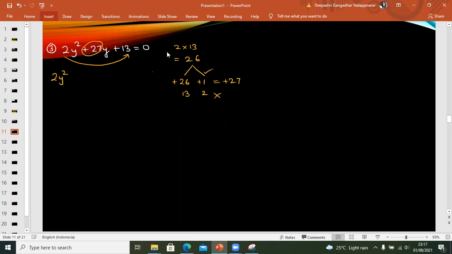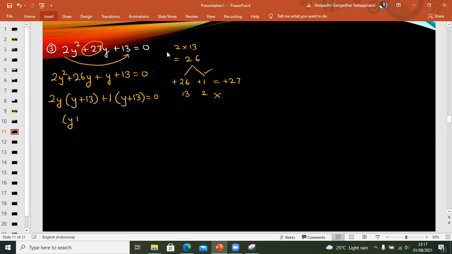2y square plus 26y. Since it is y, we are writing y. If it is x, you write x. Plus 1 is written as just y, plus 13 equals 0. What is common here in these two? 2y is common. y plus 13. 2 times 13 is 26. Plus there is no number common here, so we will write 1. If there is no number common, we have to write 1. So inside you will get y plus 13 equals 0.